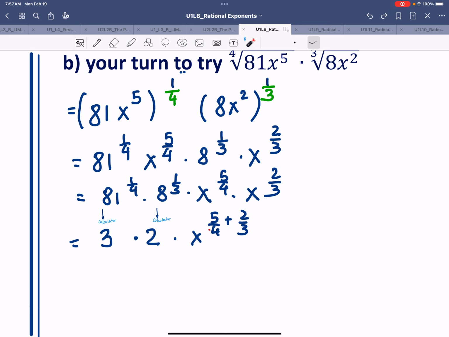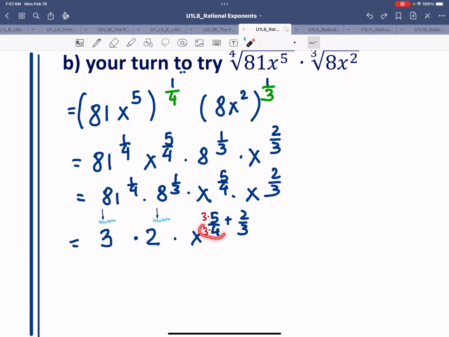So we need to add these two exponents. They have different denominators, so we have to make the denominators the same using the lowest common denominator. So we'll multiply 5 over 4 by 3 over 3.